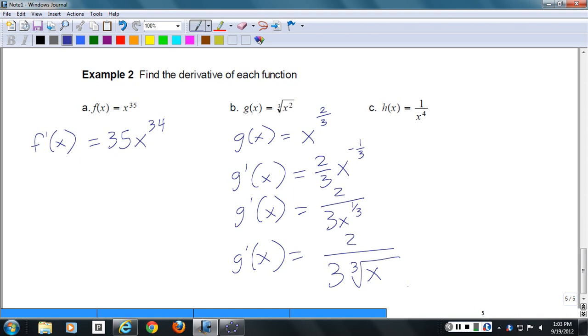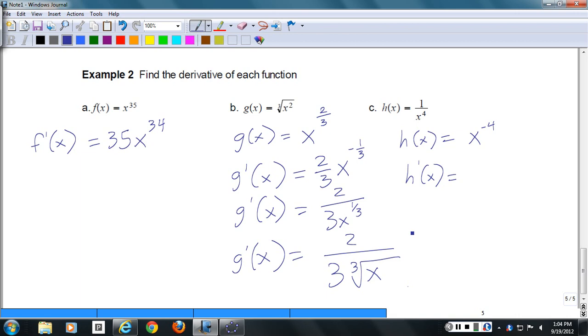And h of x, although we have an x to the 4th power, this is not in the form of x raised to a power. It's 1 over x to a power, and so we can't apply it until we write it as h of x equals x to the negative 4. Then we can apply it.